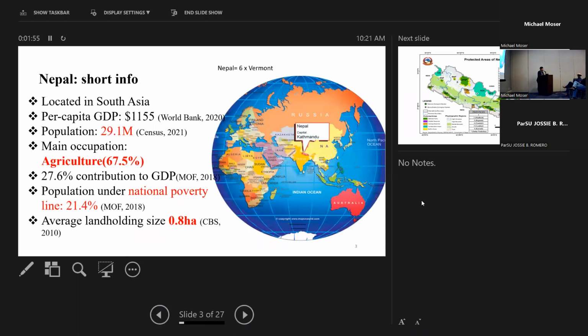I believe most of you know Nepal, but let me have some brief introduction of Nepal. It's a small country. It's around 6 times of Vermont. It's pretty small and it has population of 29.5 million. The main occupation is agriculture. More than 2/3 of the Nepalese people are in agricultural sector, but its contribution to national GDP is very low. That means we need to increase the income of the farmers.